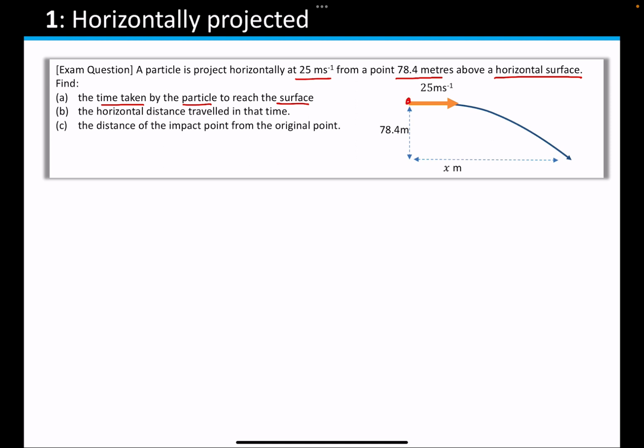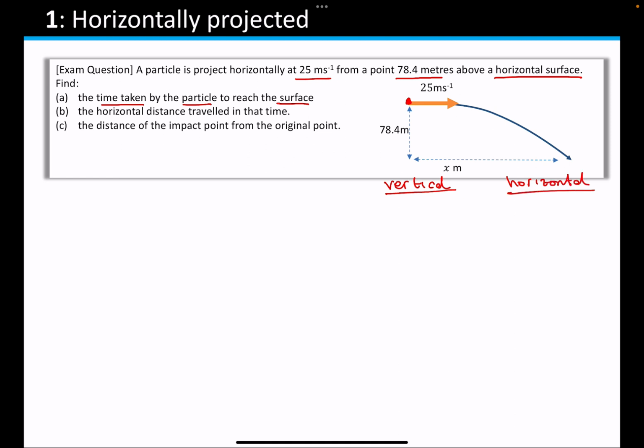So you're throwing an object from up here, and we know that it's 78.4 meters above the ground, and when you throw it, the horizontal speed is 25 meters per second. As I said earlier, there are two components you always need to break this question down into, which is the vertical component and the horizontal component. So let's have a look at that. I'm going to write my vertical component and my horizontal component.